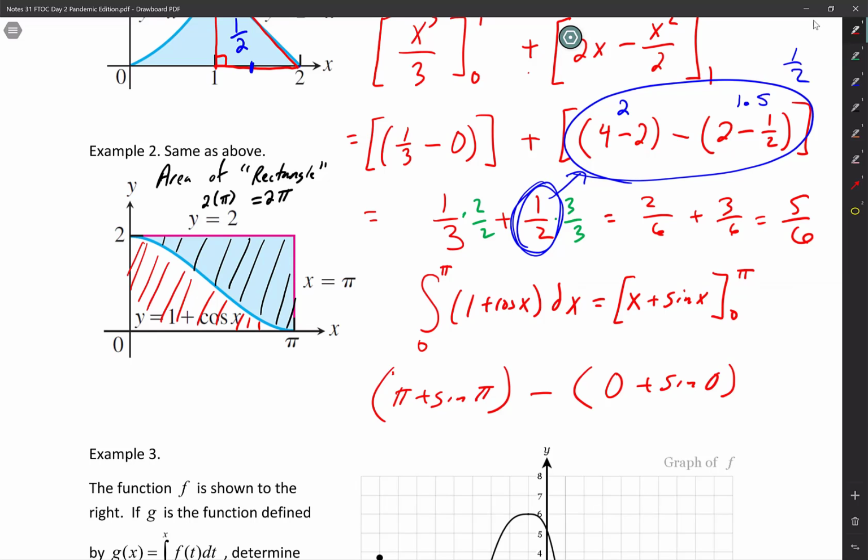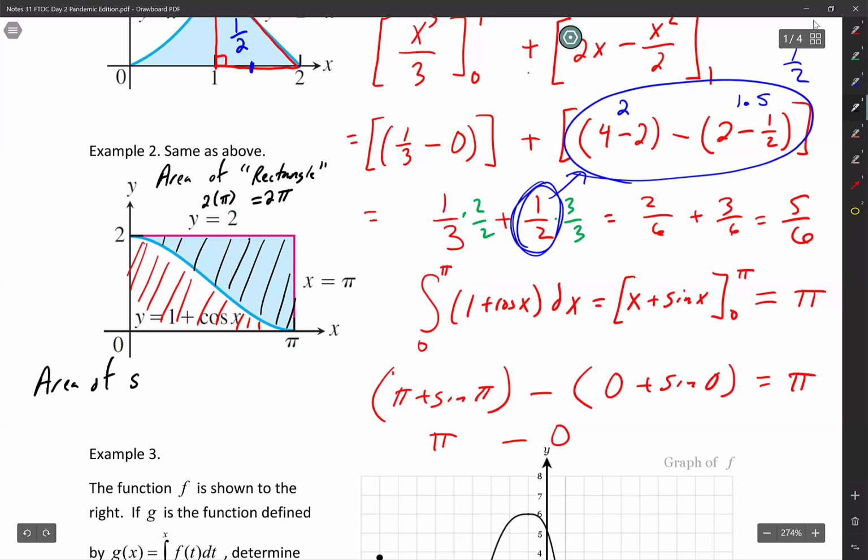See, okay, anyways. Sine pi is 0. Pi plus 0 is pi, so that's pi. And sine 0 is 0, so pi minus 0. So the area under this curve, I can just put an equal sign right here and just put pi there. So that's what this is. That's pi. So my area of the shaded region, let me go ahead and be very specific to what I'm writing here. Area of shaded region is 2 pi minus pi, which equals pi.